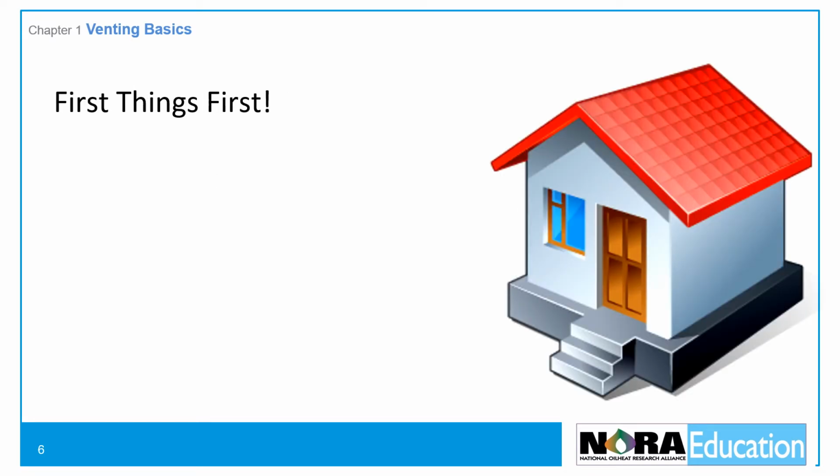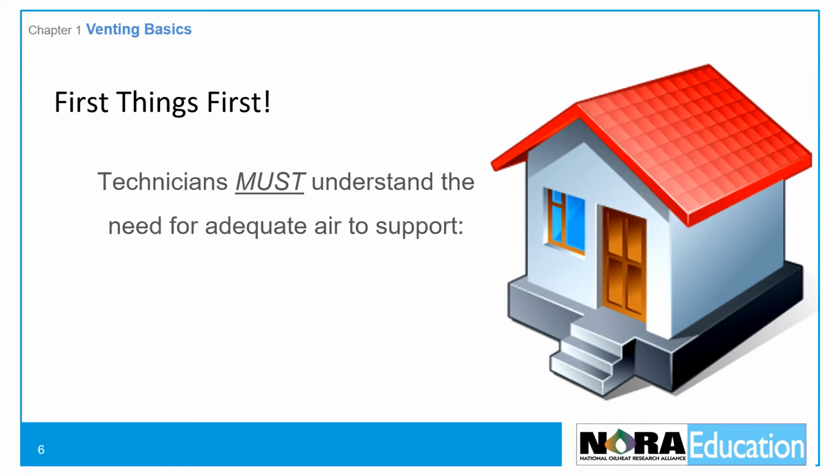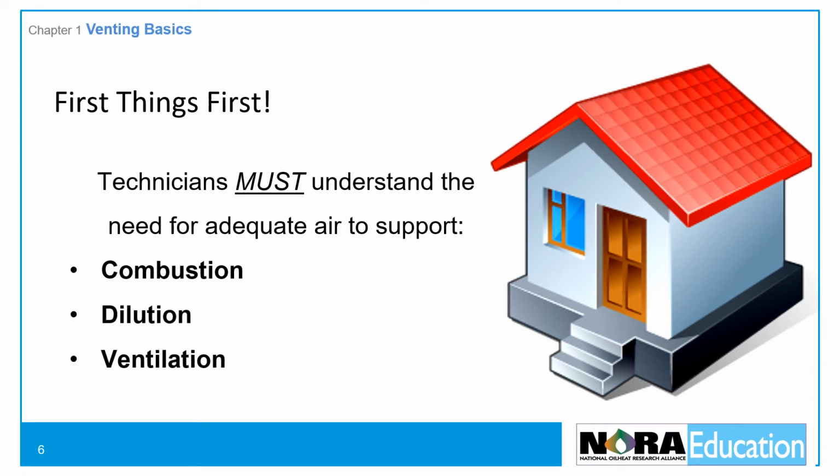Before examining the various venting options available, it is important to understand the need for adequate air to support combustion, dilution, and ventilation. Air typically enters a building by infiltration, typically through leaks around the foundation, building penetrations, windows, and doors.